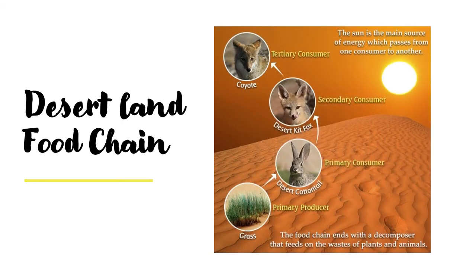Desert land food chain is an example of terrestrial food chain. In desert land food chain, the desert grasses are the primary producer. Primary consumers are desert cottontail, secondary consumers are desert kit fox, and tertiary consumer is coyote. The sun is the main source of energy which passes from one consumer to another consumer.